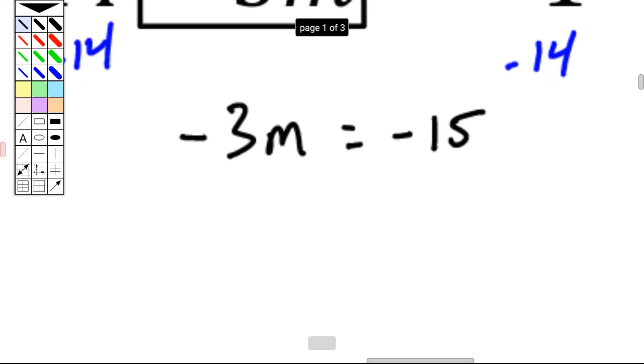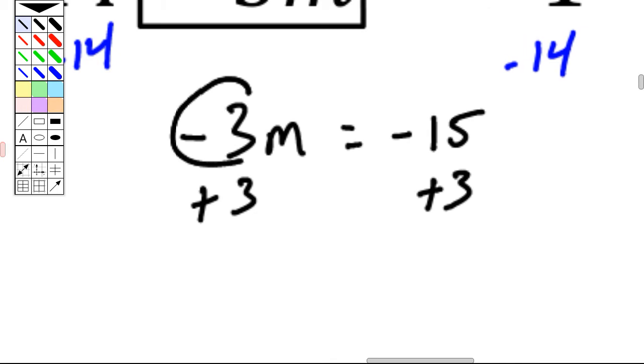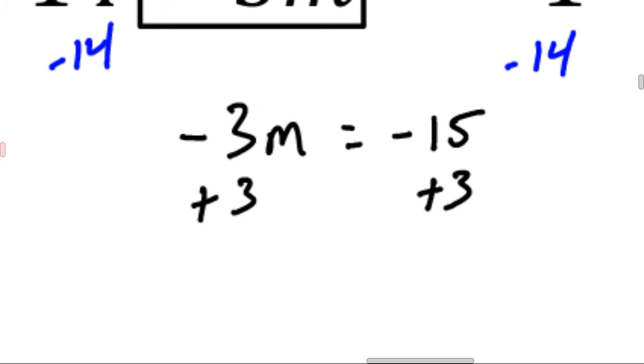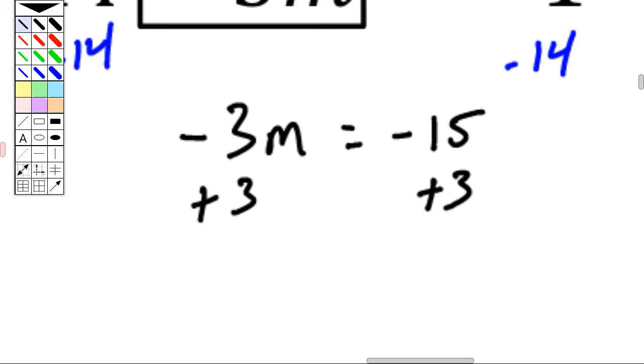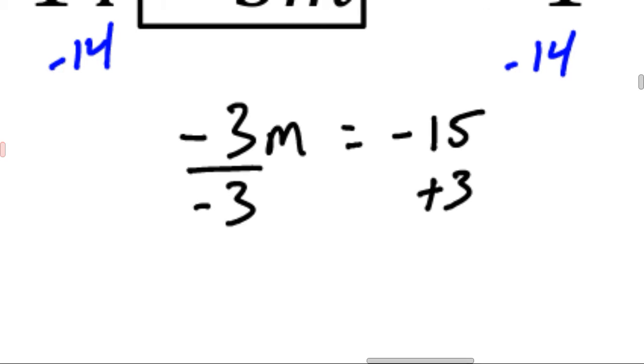And I need to undo this multiplication. Now here's a big mistake I see people make. They say, oh, I'm going to add 3 to both sides because I see the opposite of a -3 is +3. You have to ask yourself, what is the operation there? It's not subtraction. This is a -3. It says -3 times m. So we're trying to undo multiplication. How do you undo multiplication? Division. So you're going to divide by that coefficient. In this case, -3.